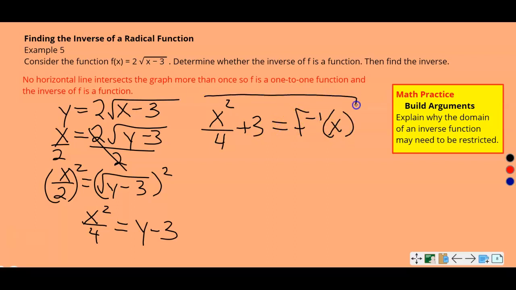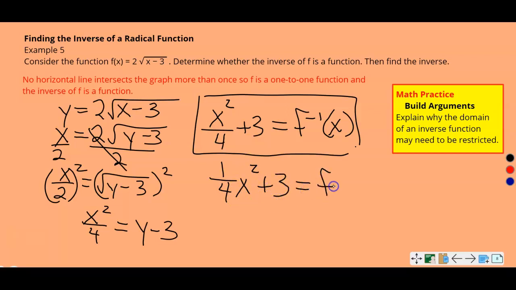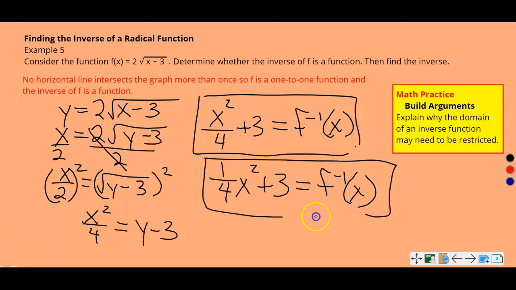So that would be f inverse of x. You could also write this as 1/4 x squared plus 3. So that's just another way. That means the same thing exactly. It's just another way to write it. With the 4 being in the denominator here, you could write that as 1/4 times x squared plus 3. So you've got this or this.